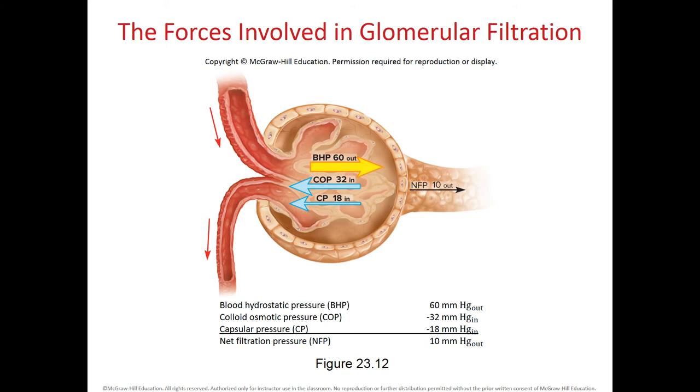So this is a diagram or a picture to show you what are the forces involved in glomerular filtration. So here you have the afferent arteriole, and this is the efferent arteriole. The afferent arteriole is wider than the efferent arteriole. So more blood can come in than what it can come out of the glomerulus. And because of this, you increase your blood hydrostatic pressure. So you have a high pressure in here, so 60 millimeters of mercury. So this blood hydrostatic pressure will tend to move the fluid into the capsular space, which is this.